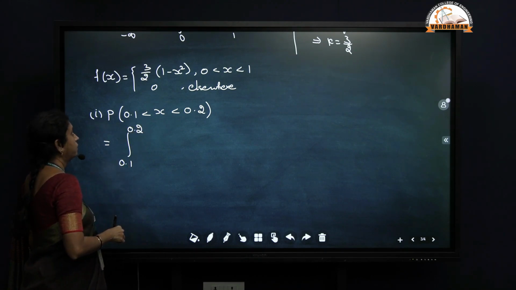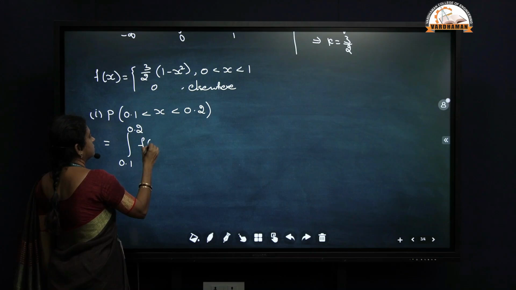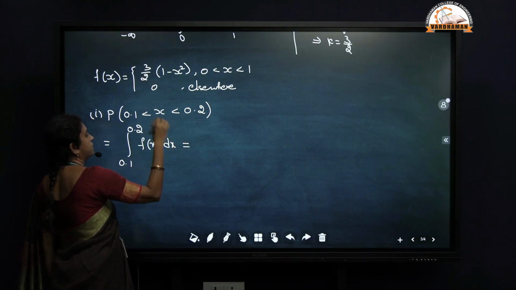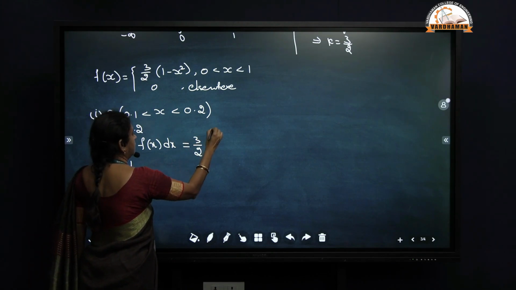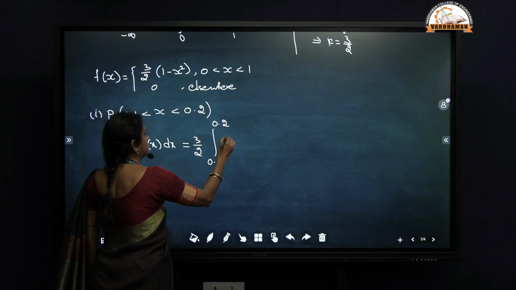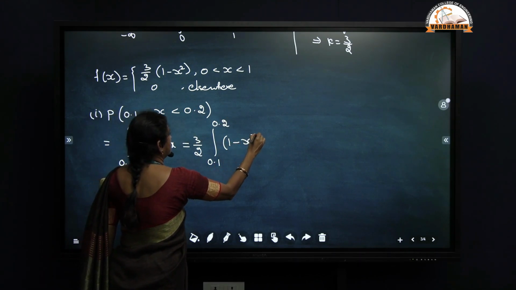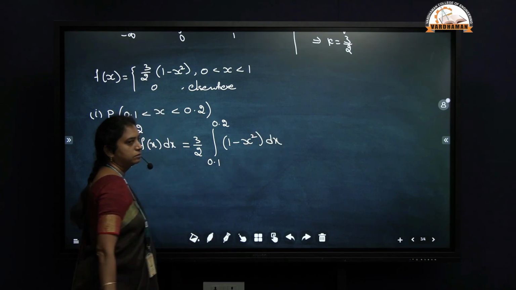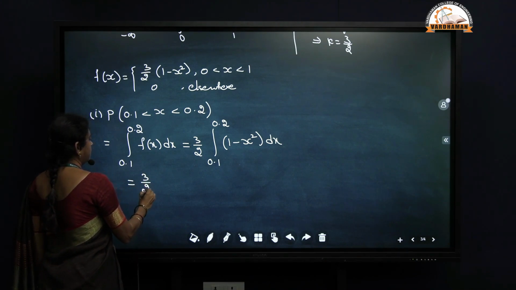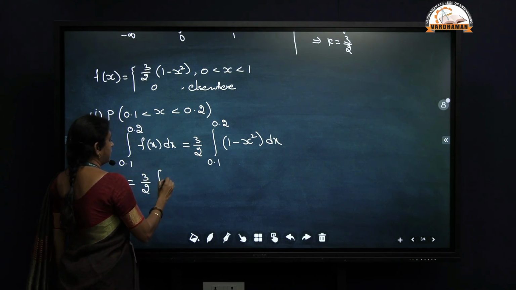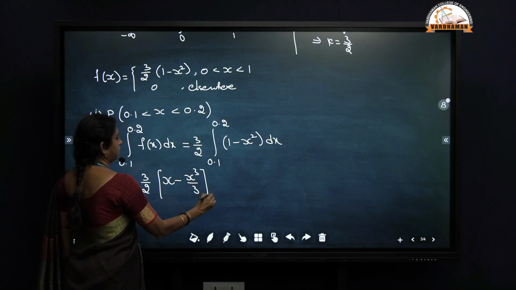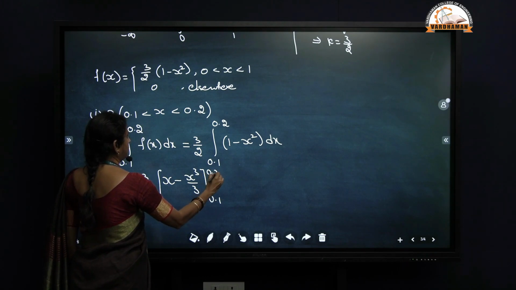we can write this as the integral from 0.1 to 0.2 of f of x dx. Now I'll write f of x: 3 by 2 integral from 0.1 to 0.2 of 1 minus x square dx. So this is equal to, I'll integrate, 3 by 2 times x minus x cube by 3 between 0.1 and 0.2.